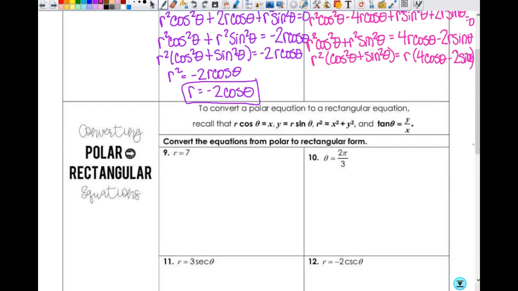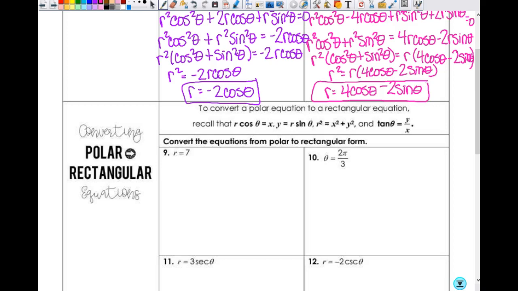This cosine squared theta plus sine squared theta gives me what? 1. So I get r squared equals r times 4 cosine theta minus 2 sine theta, which means r is equal to 4 cosine theta minus 2 sine theta. If you have 2 parentheses, 2 cosine theta minus sine theta, it's fine. Like if you had actually factored out the GCF, it's fine either way. Any questions at all? We good? All righty. And so both of those things graph circles. The circles just aren't at the origin.